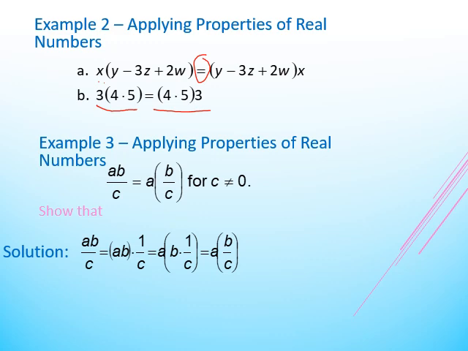Example 3 shows that if we apply the properties of the real numbers, we can prove that ab over c is equal to a times b over c, and of course c is not equal to 0. This can be shown by taking ab alone and multiplying it by 1 over c, then taking a multiplied by b over c, which equals a times b over c, which is the right hand side. So the left hand side equals the right hand side here.